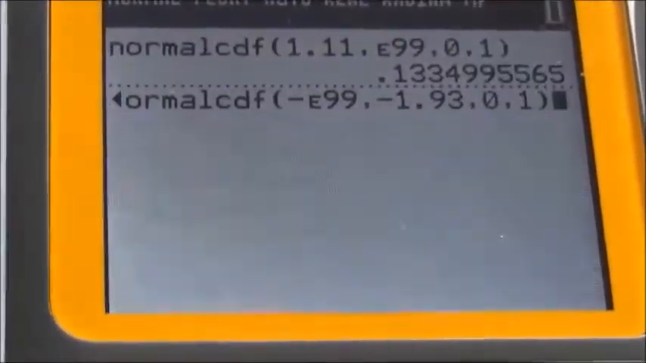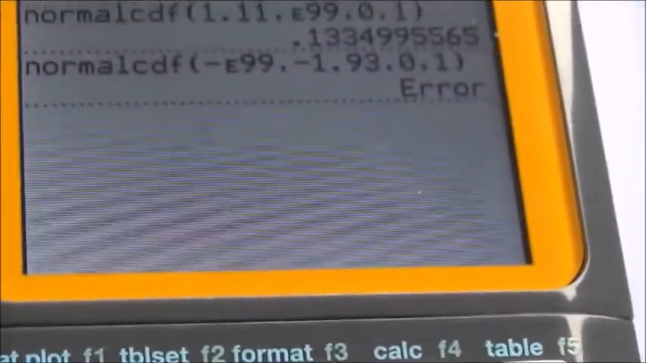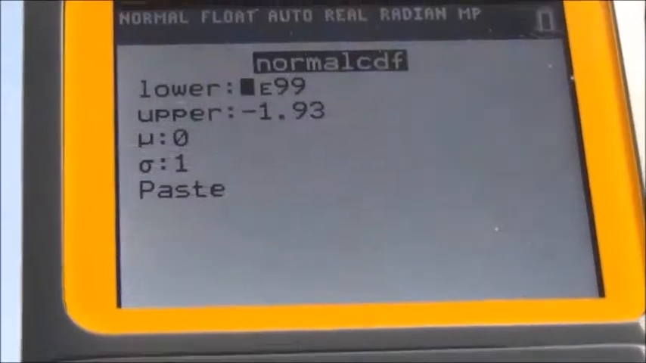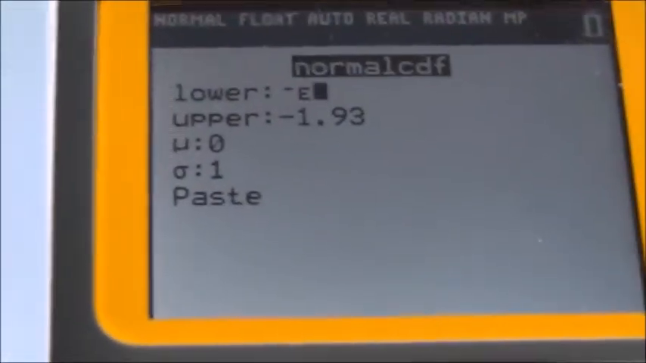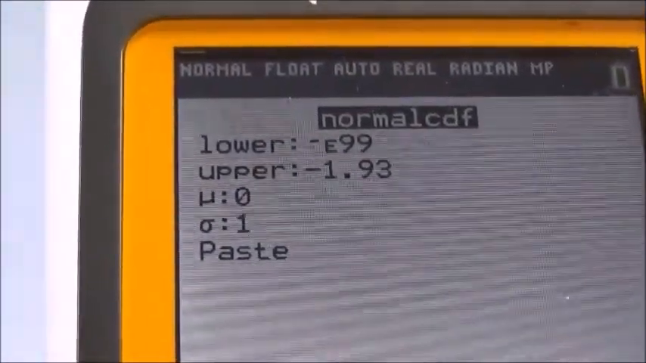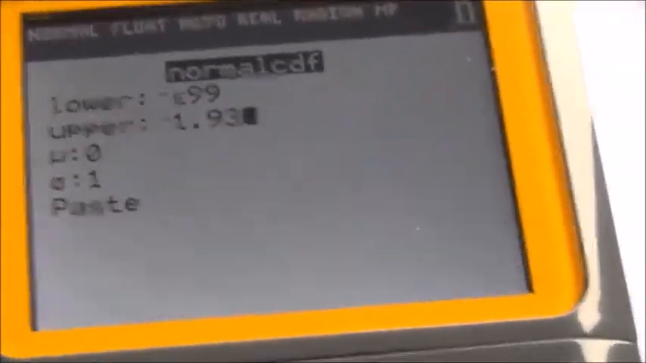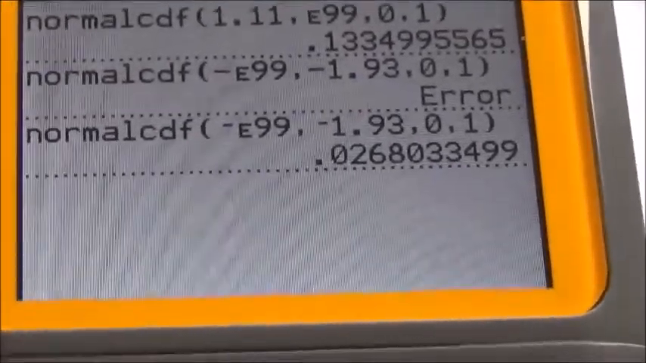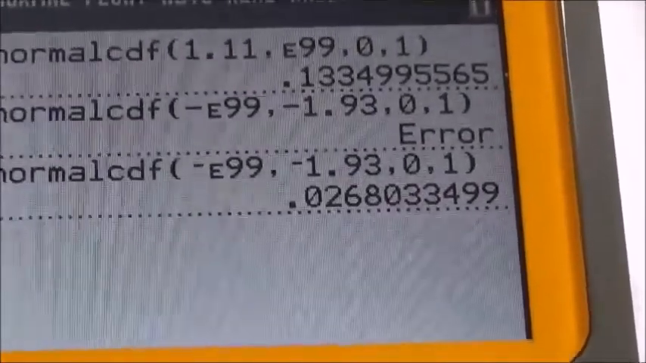And when I enter that in, whoops, it didn't like me because I used the subtraction instead of the negative. I've got to try that again. Second function, distribution menu, number 2, and make sure you use the negative on the bottom, not the subtraction. I'm used to the Casio that lets me cheat. Negative infinity, so negative EE99 to negative 1.93. Now when I enter through that and paste it in, you can see I get the exact same value that I got when I used both the table and the Aleks graphing calculator.